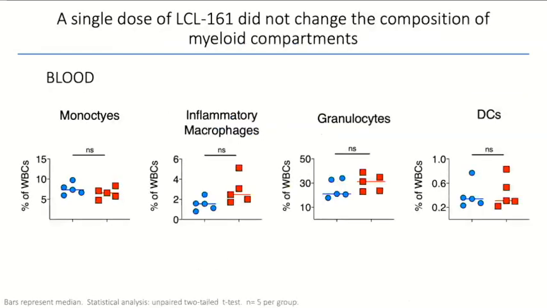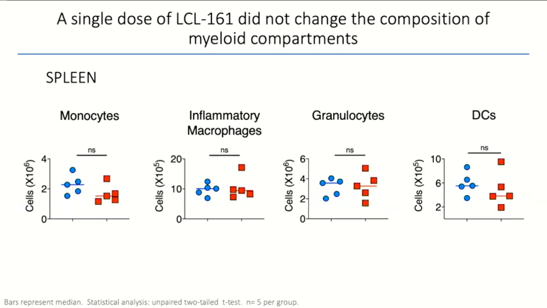In addition, a single dose of LCL161 did not alter the composition of myeloid compartments, such as the monocyte cells, the inflammatory macrophages, the granulocytes, or the dendritic cells. And this data shown here is from the blood, and you can see there's no difference. And this data here is showing the composition of these compartments in the spleen, and again you can see that there's no difference.